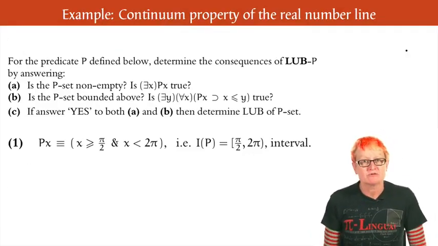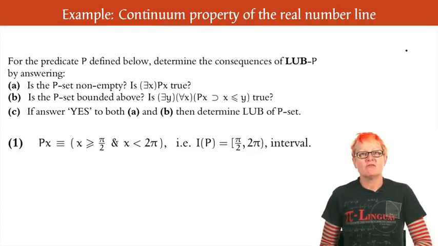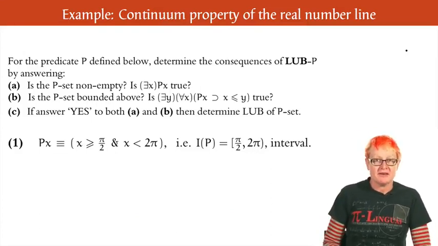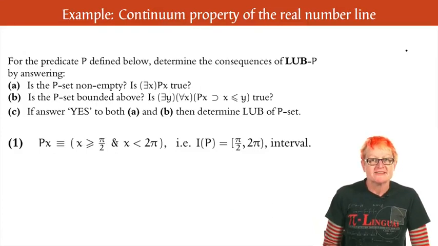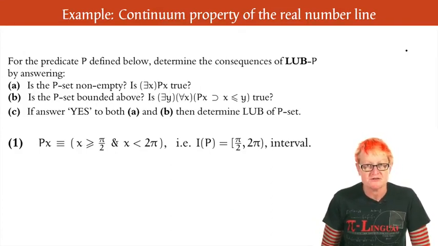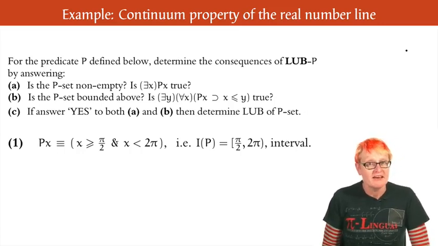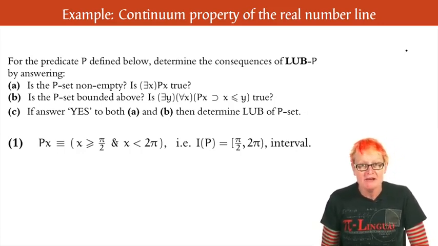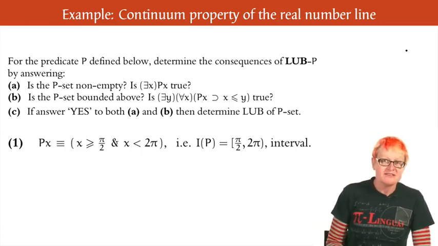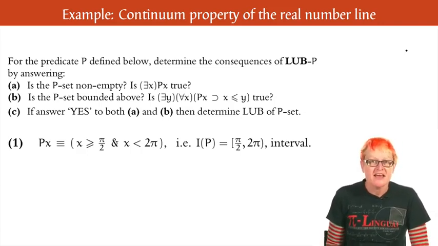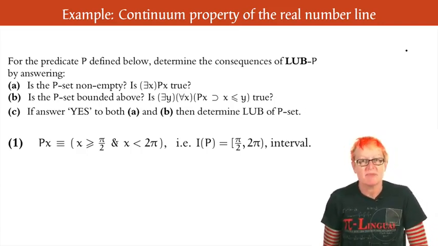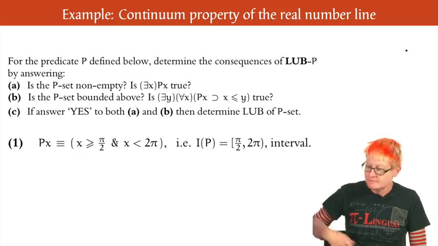Let's look at some examples exploring the consequences of this formula LUBP. We break the analysis into 3 sub-questions. A, is the P set non-empty? B, does the P set have an upper bound? And C, if the answer to A and B is yes, then determine the least upper bound of this set.